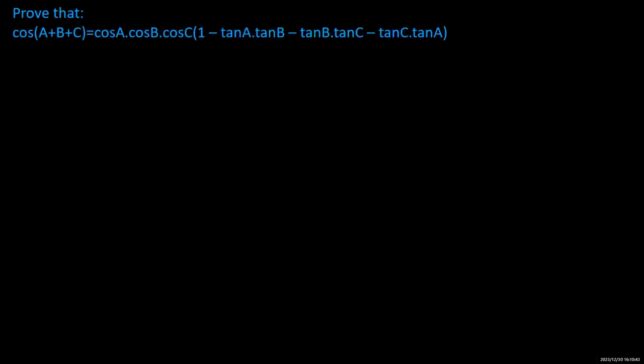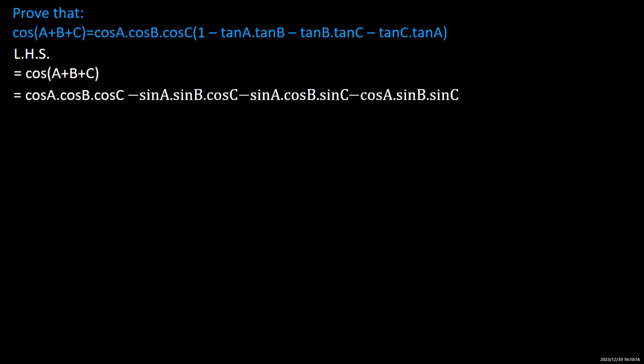First of all, let's take LHS. LHS is cos(A + B + C). For cos(A + B + C), we'll apply the formula. To remember this formula, first of all three cos: cos A, cos B, cos C, then C cos other sign, then B cos other sign, then A cos other sign. You can remember this formula easily.